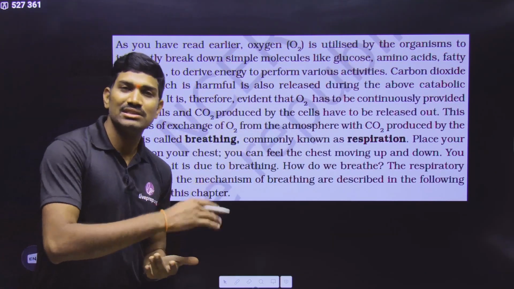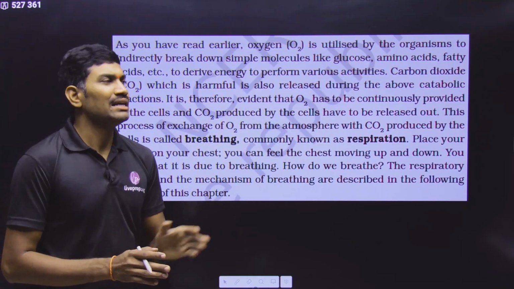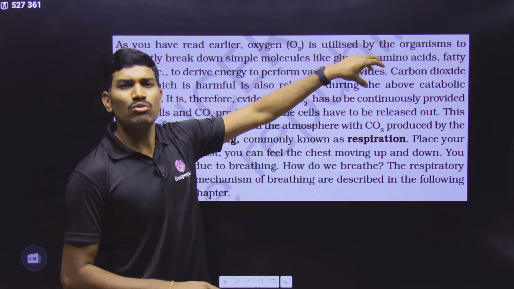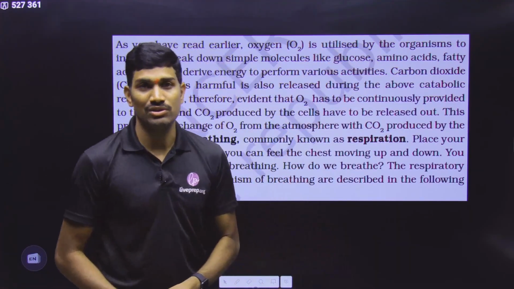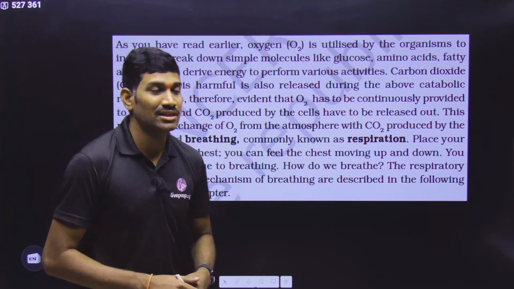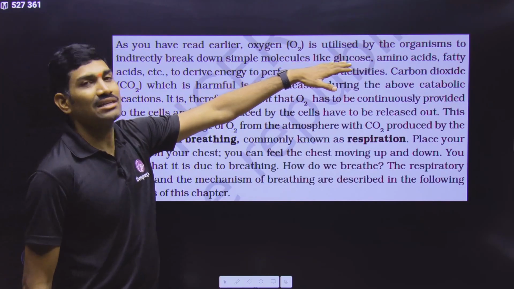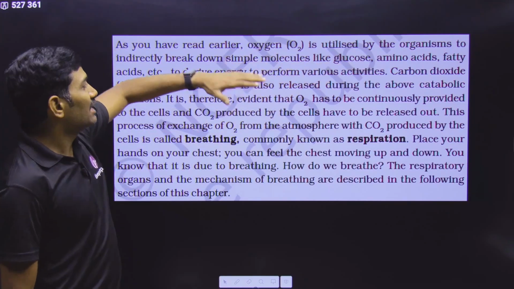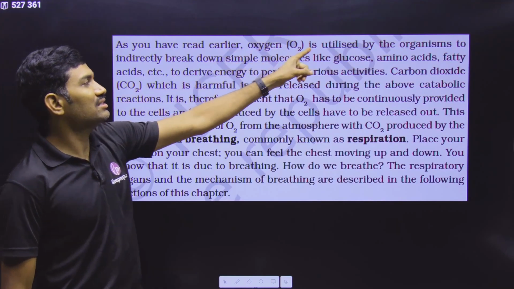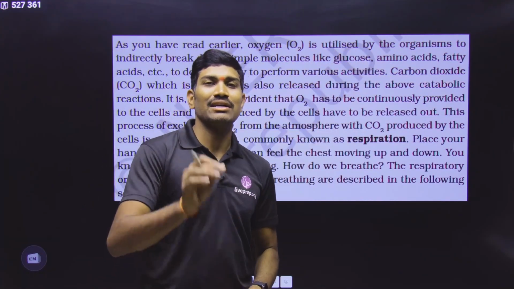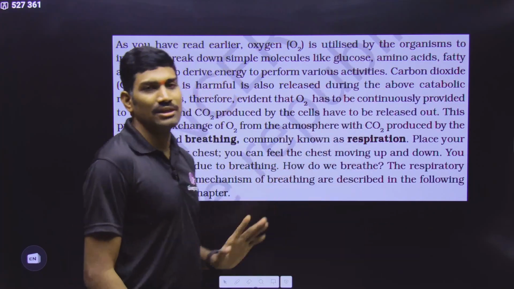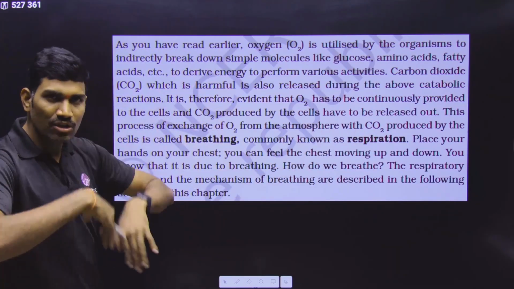They can undergo these steps. Different processes are there. Here we are studying generally with respect to glucose. But amino acids and fatty acids can also be linked with this process and they can also give energy. So in this way we get this energy. But what they are saying here is that in this particular process, oxygen is utilized by the organisms. So organisms require oxygen. That's why we need to take the oxygen inside.